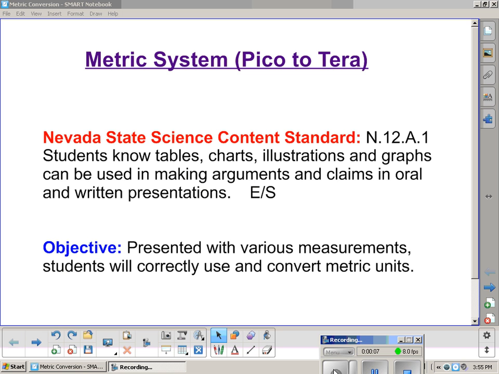This video is on the metric system, or rather metric conversion, dealing with units from Pico to Tera. The Nevada State Science Content Standard says that students know tables, charts, illustrations, and graphs can be used in making arguments and claims in oral and written presentations. And the objective of this video is that, presented with various measurements, students will correctly use and convert metric units.